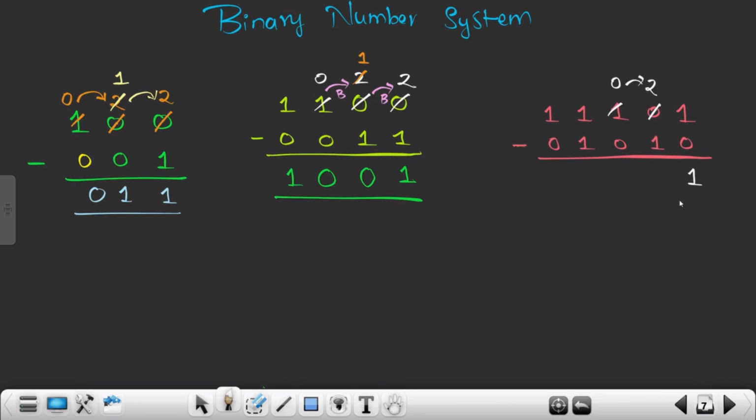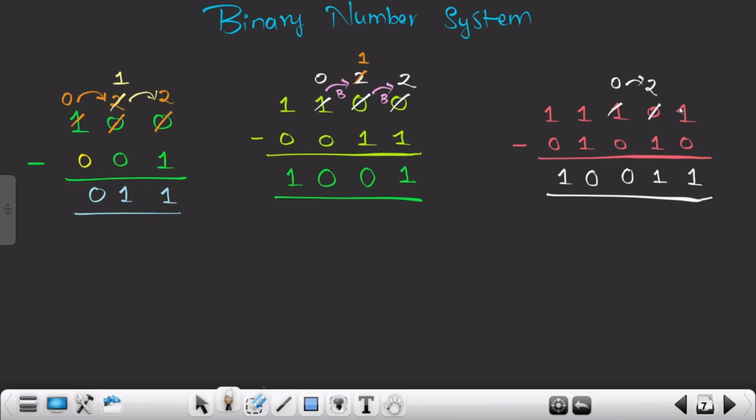What is 2 minus 1? 2 minus 1 is 1. Great. 0 minus 0 is any which way 0. 1 minus 1 is 0. And 1 minus 0 is 1. So this is the exact answer that we got.